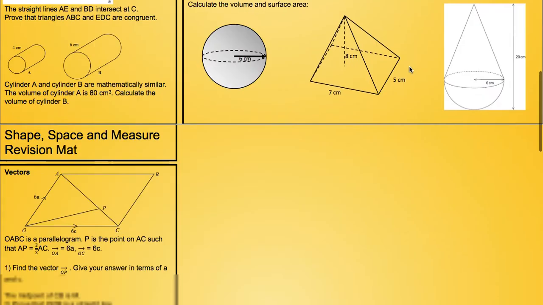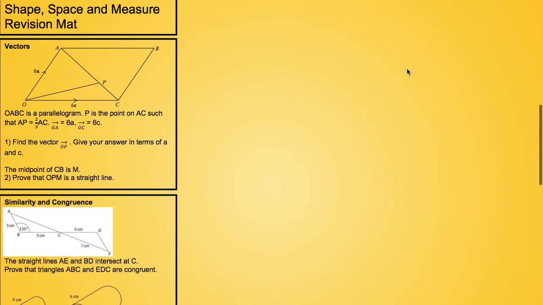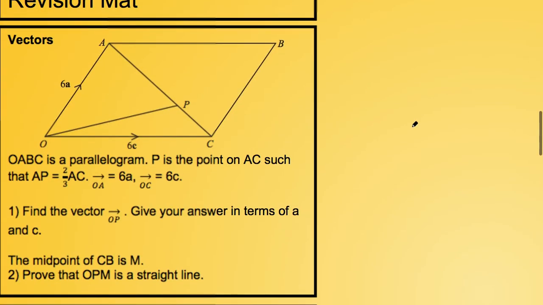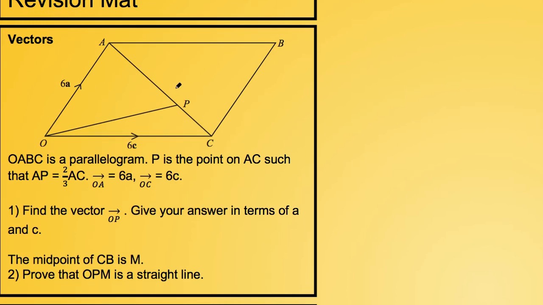So first of all, vectors. Some of these need more space to answer, so I've separated out the questions a bit. So here we've got OABC is a parallelogram. P is the point on AC such that AP is 2/3 of AC. So we've got to be a bit careful about this.